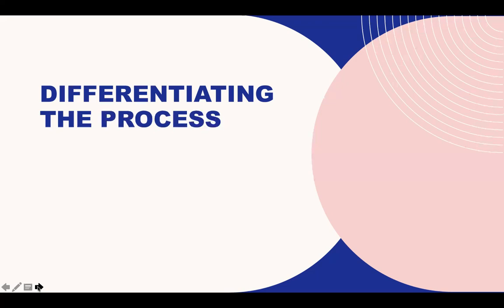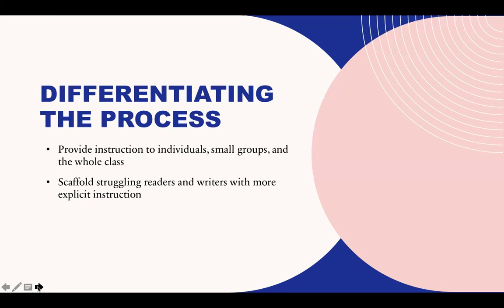So differentiating the process means that as a teacher, you vary instruction and application activities to meet students' needs. So you might differentiate instruction by teaching individuals, by teaching in small groups, or in large groups, or in a whole class group. That's the process, right? You're going to differentiate scaffolding. You're going to scaffold struggling readers and writers with more explicit instruction.